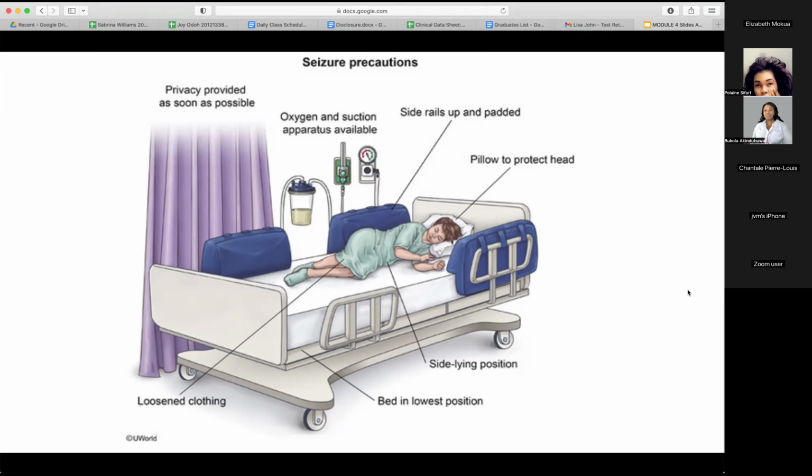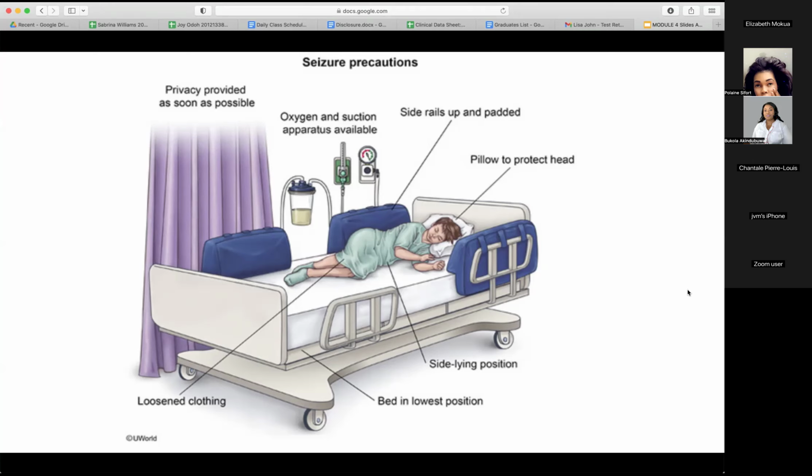Now, would you prefer your patient to be wearing loose clothing or tight clothing? Loose. Very good. Why? To prevent choking. Very good. What about necklaces, scarves? No, nothing like that. Very good. Now, why would we need oxygen and suction apparatus available? In case of aspiration, like the lady said.